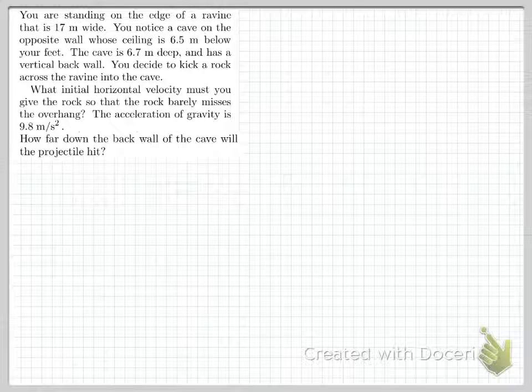Okay, ladies and gentlemen, we're going to do another fun problem here. This is again from UT Homework, courtesy of the UT Quest system. It says that you are standing on the edge of a ravine that is 17 meters wide.